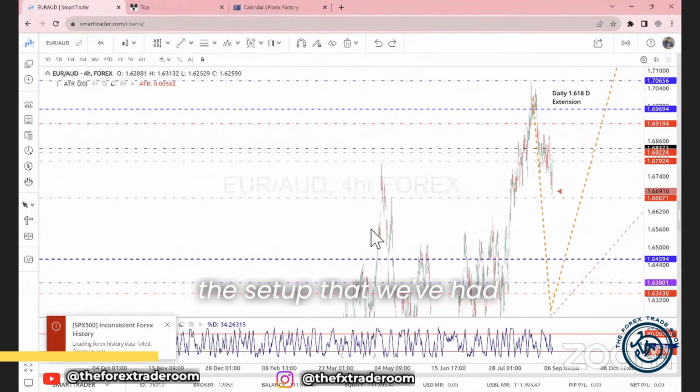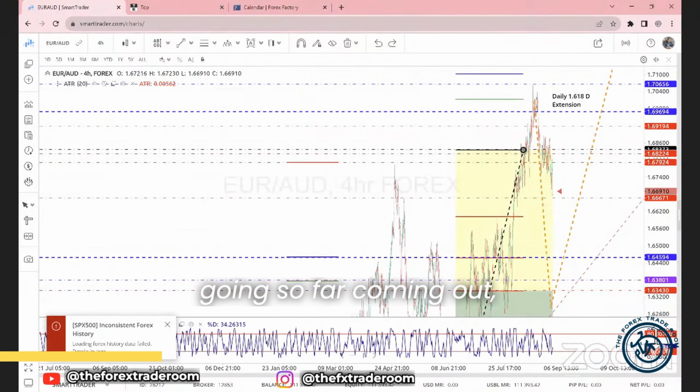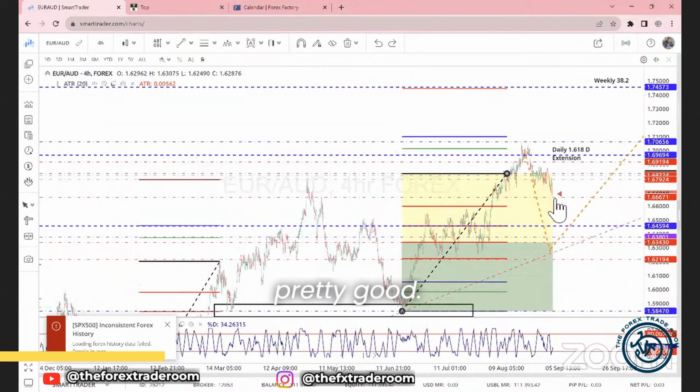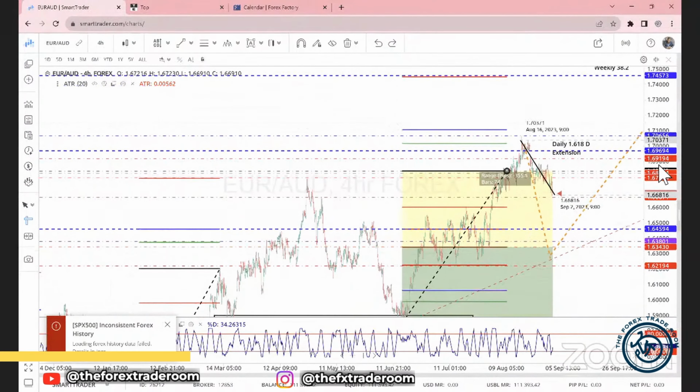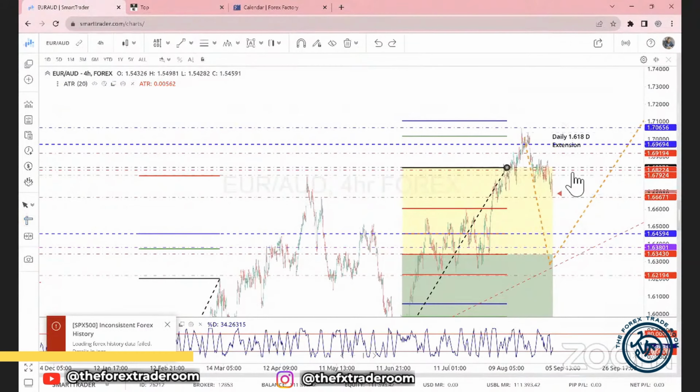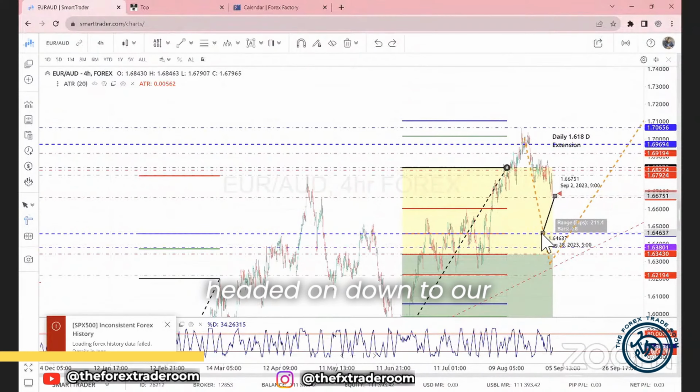But if we move down, the setup that we've had going so far, coming out of that 118, 127 zone, is looking pretty good. That's been a nice move. On the correction, it doesn't look like much. That's 355 pips, everybody. Now, if we break through that daily support level that we're talking about at 166, then we may just be headed on down to our 382 target. It's 200 pips away.